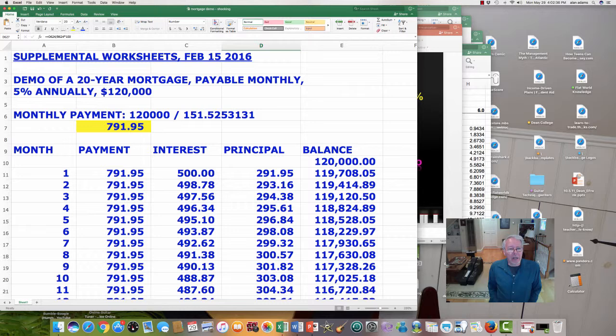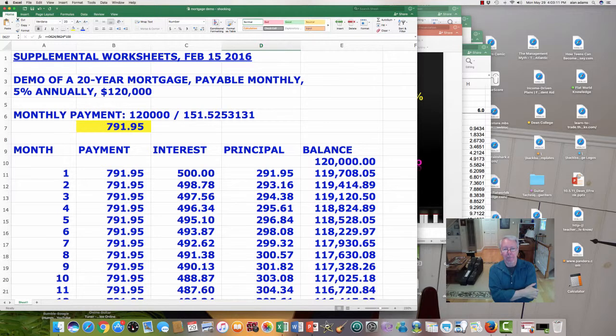You take out a mortgage, 20 years, that's 240 months, right? 5% annually, and the amount is $120,000. Now, I provided the PVIFA for you. What we're going to do is make note of the fact that this is 240 monthly payments, not 20 annual payments. So right away, you owe the bank $120,000. And your friendly neighborhood banker says, okay, at 5% annually, 20 years, it's going to cost you $791.95 a month to honor that.